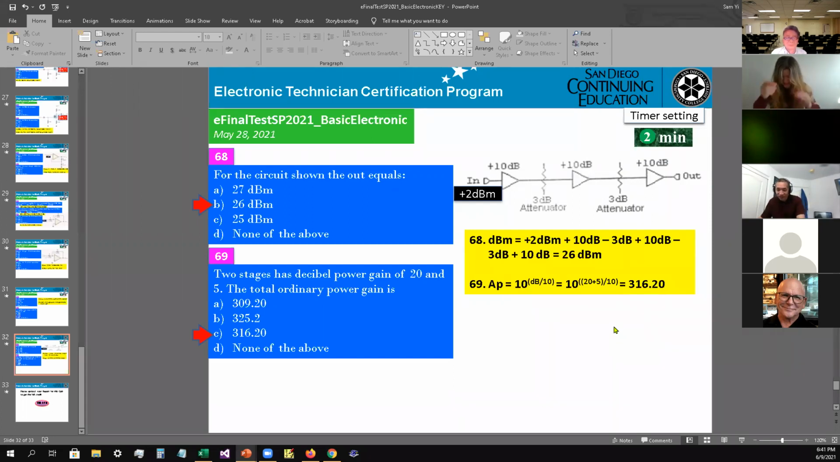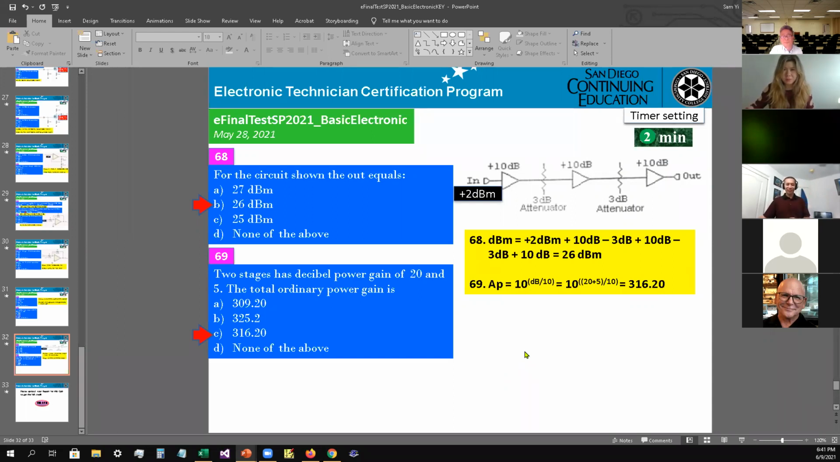Don't we have to change 2 dBm to dB? No, in this case you don't have to because you have only 1 dBm. dBm can add to any value of dB, but if it's dBm plus dBm, then we have to convert it to ordinary gain first. But in this case, no, you don't need to. You just add it together. The answer at the end you take in the form of dBm, because we only have 1 dBm.